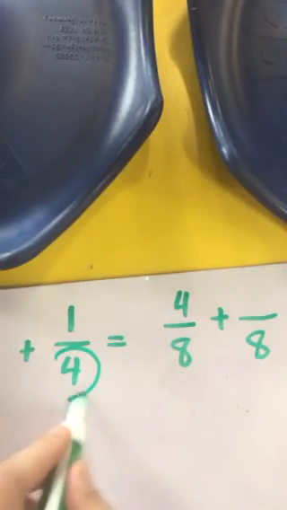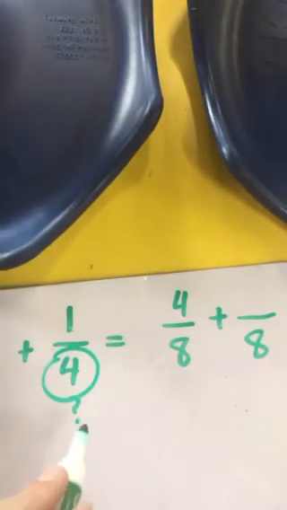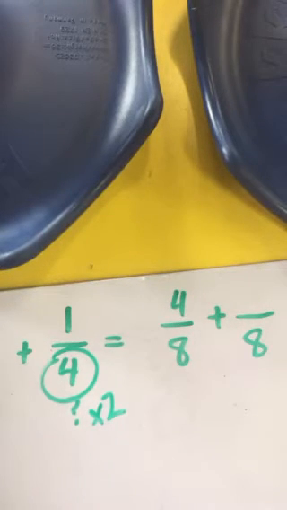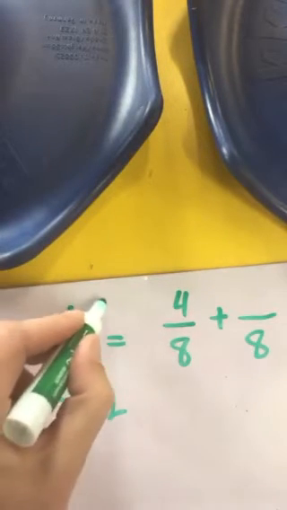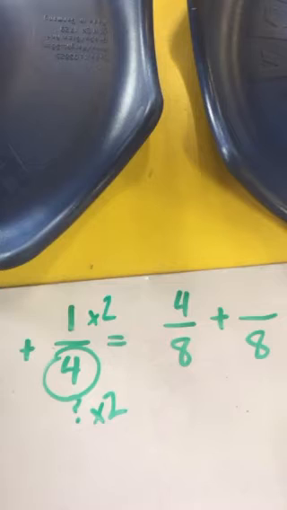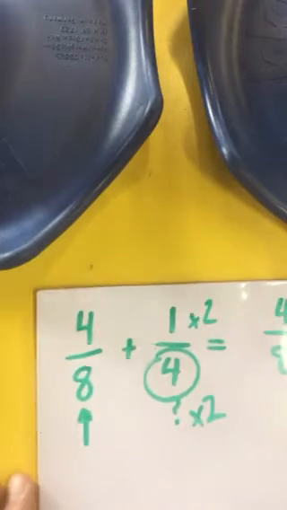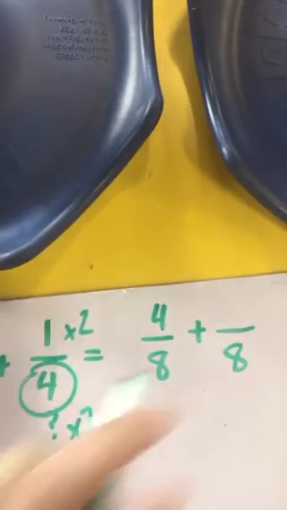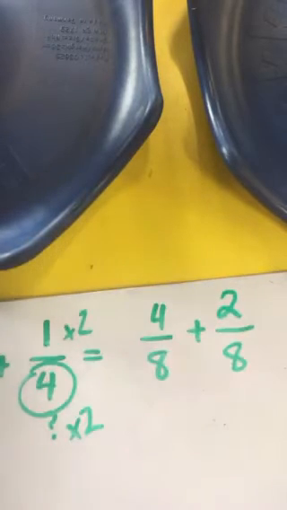So what did we do to this number to make it 8? We timesed it by 2. And we know with fractions that what we do to the bottom, we have to do to the top. So if we times the bottom by 2, we need to make the top 2 times larger as well. So 4/8 plus 2/8.